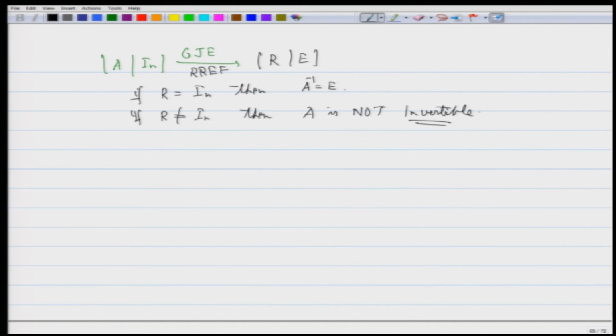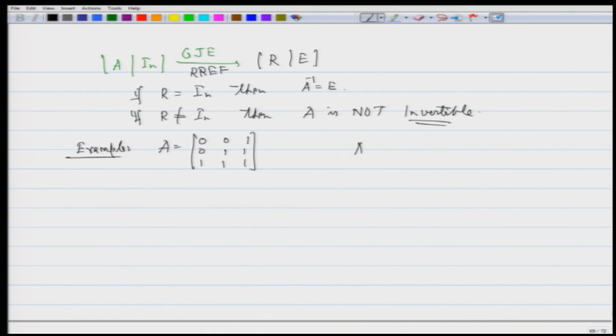Is that okay? Fine. So, let me just explain this with a small example, how to compute this inverse. Example. So, I have the matrix A as 0 0 1, 0 1 1, 1 1 1. This is the matrix I have. I want to see whether this matrix is invertible or not. If it is invertible, find its inverse.